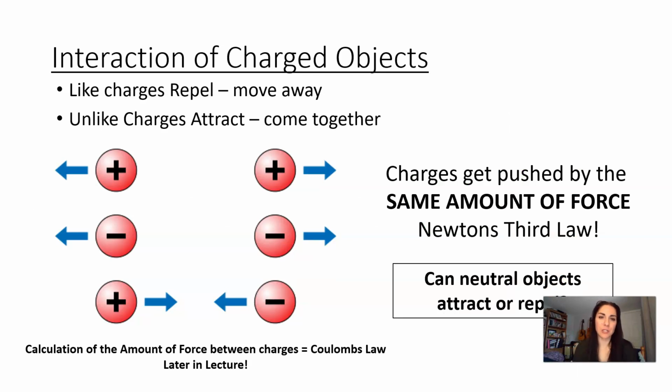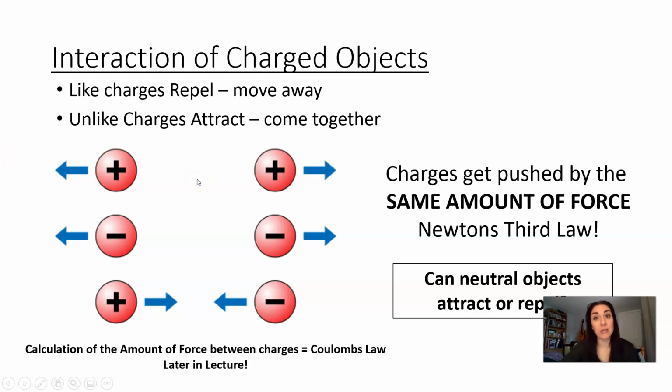Just a review again, like charges repel and unlike charges attract, and you can see that image there. But another really interesting thing is that these charges are repelled by the same amount of force. So notice the arrows, the same length, right? But they're opposite, so that is a consequence of Newton's third law. And it's true whether you attract or repel. So in other words, this right positive charge feels the same force as this left positive charge. They don't feel different forces.